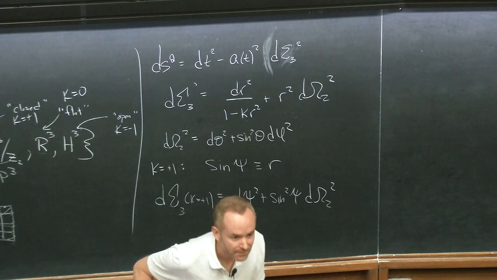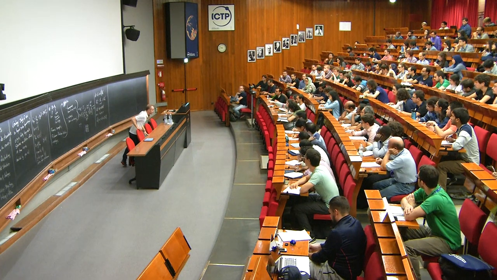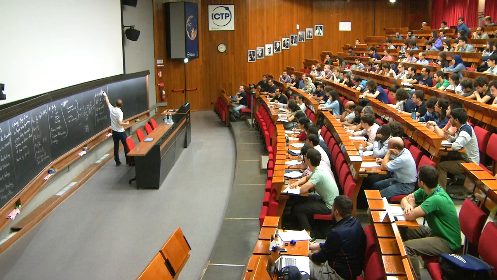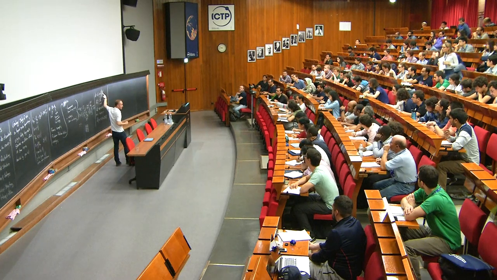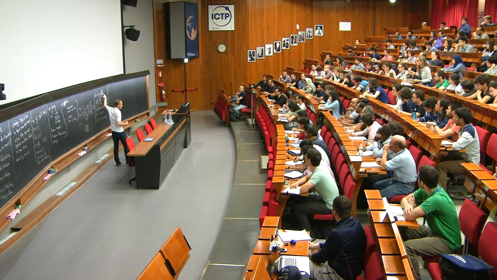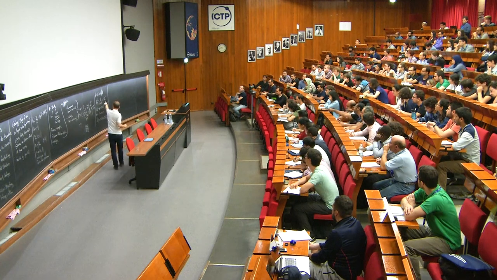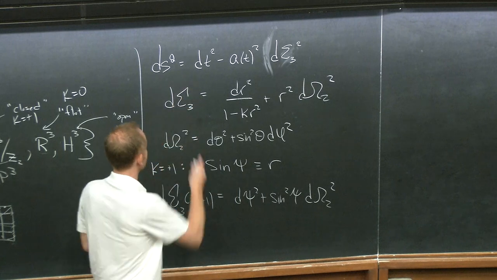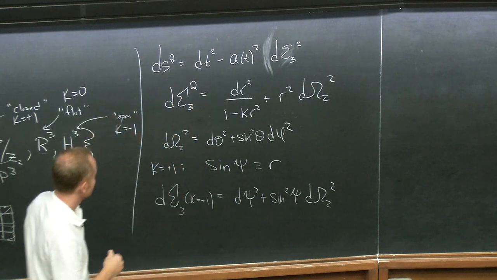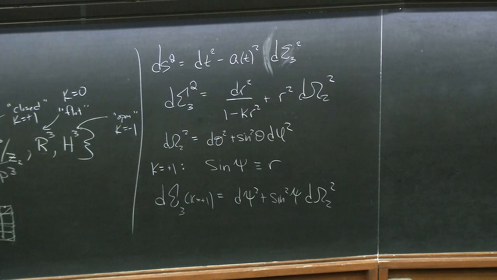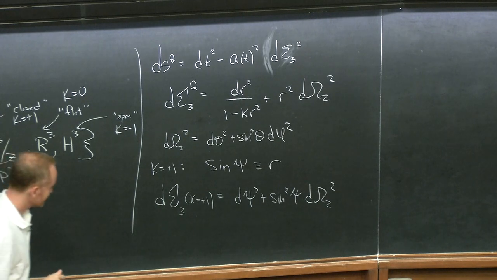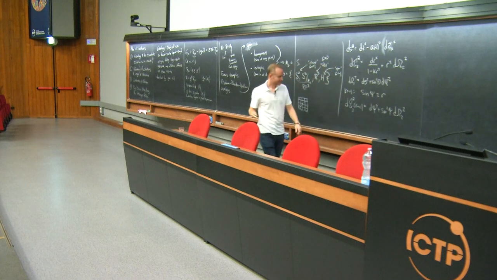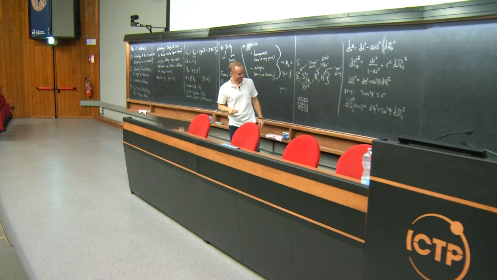Sorry, ask it again. Is it a square, did you say? Yeah, it's a square. D sigma, the 3? This one. Sorry, that's a square. Yes. Thank you. And this is also. Okay.